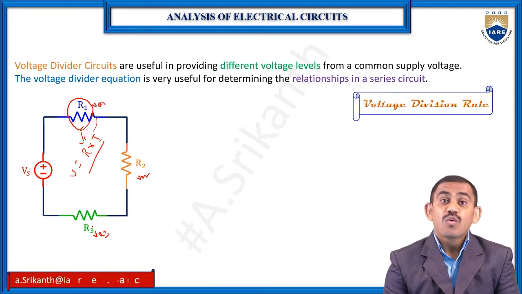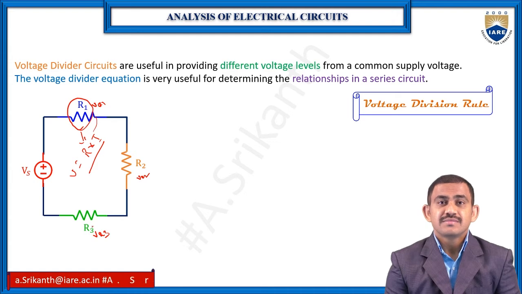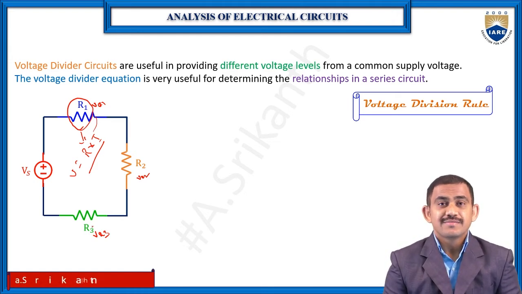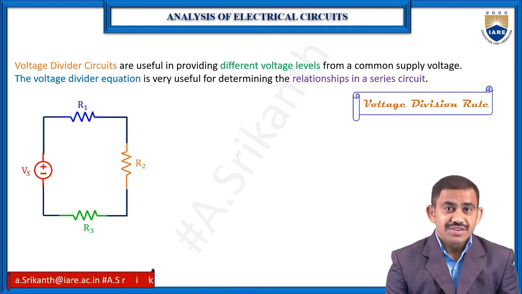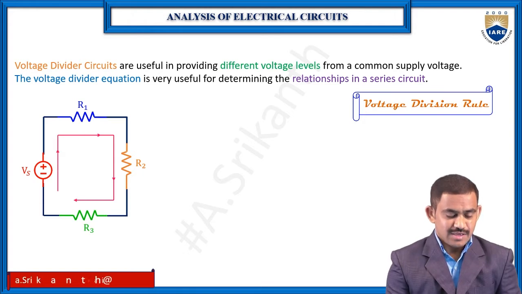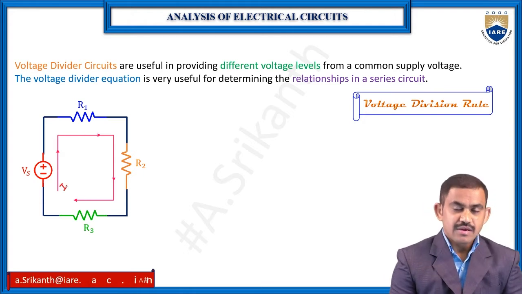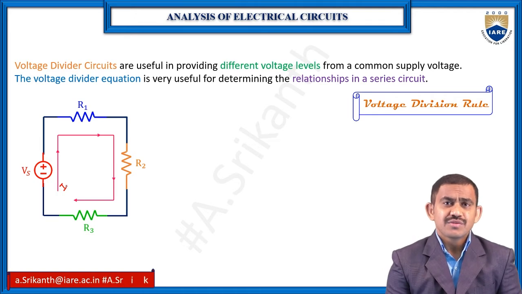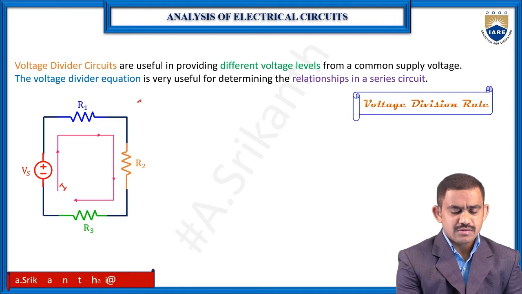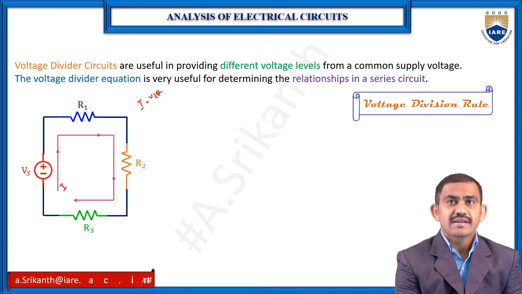In parallel, voltages are equal. If you have any parallel circuit, the voltages are equal. In series, currents are equal. For this circuit, I have only one loop, and that loop current is I. Just find the I value now. What is the I formula from Ohm's law? I equals V by R.